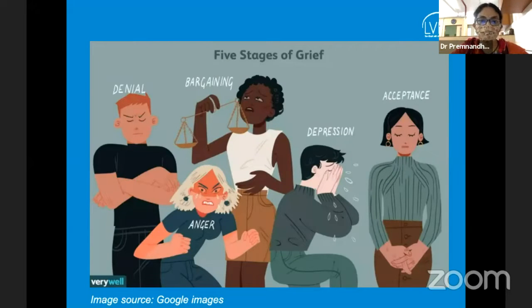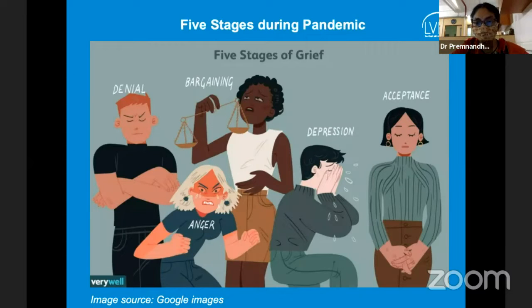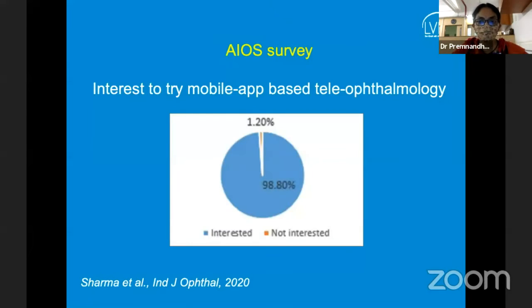As always, any pandemic brings all these stages of grief, and it's no different for COVID-19. But as healthcare professionals, we are in the acceptance stage and we are moving forward to adapt to the changing times. One of the things is to move on to teleconsultation, teleophthalmology. This is a survey that AIOS did exactly 1 year back, and we can see that 99% of ophthalmologists are interested in trying out mobile app-based teleophthalmology.